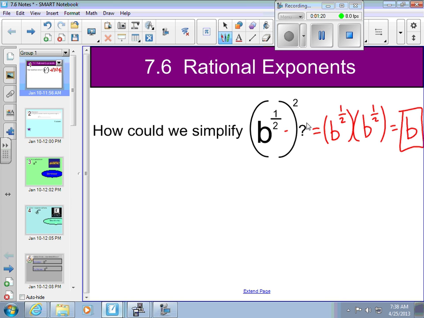Well, what else do we know? If we have something like b squared, what else is the inverse or makes it just b? It is taking the square root. So what this tells us is anytime you take a square root, it's really doing something to the 1/2 power. Square root and power of 1/2 are the same. And that's what we're going to be looking at today with rational exponents.